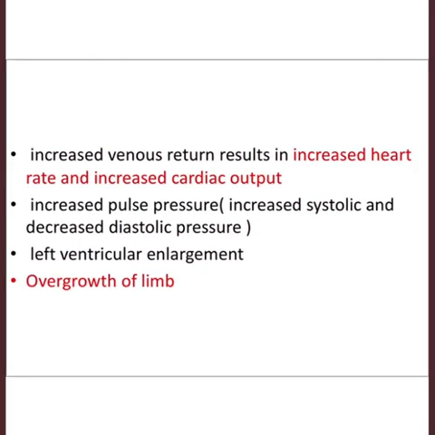Increased venous return results in increased heart rate, increased cardiac output, increased pulse pressure, increased systolic and decreased diastolic pressure, left ventricular enlargement, and overgrowth of the limb. It's all because blood returns fast, as the blood bypasses from artery to vein, so the heart has to work more. Because of that, the left ventricle gets hypertrophied.